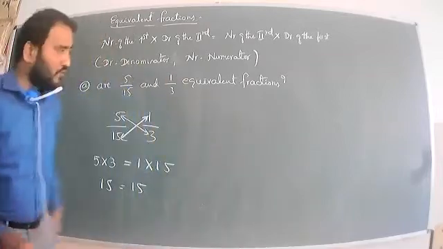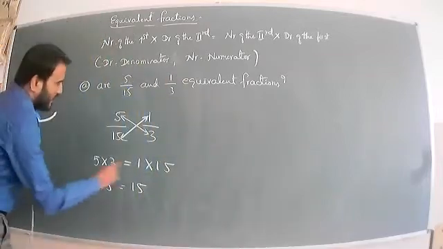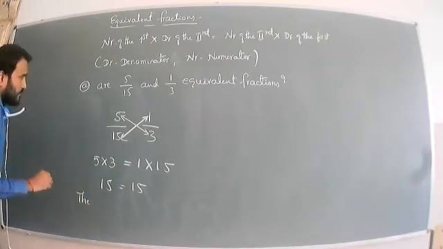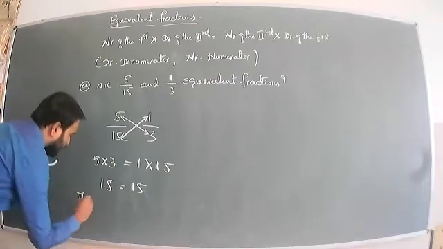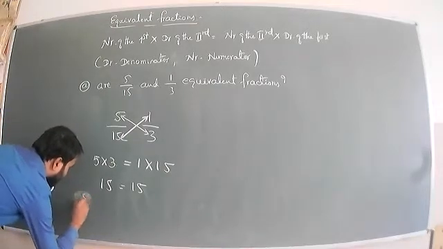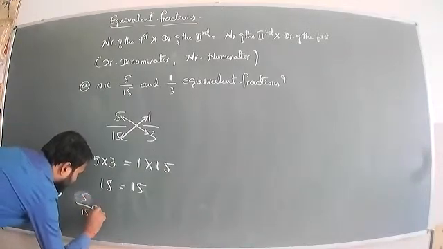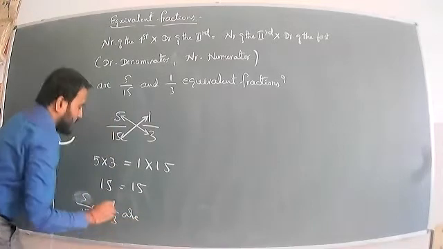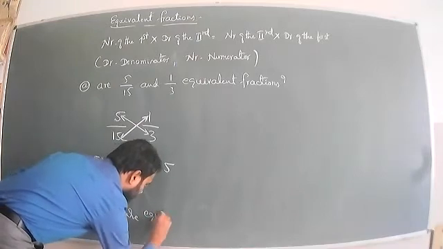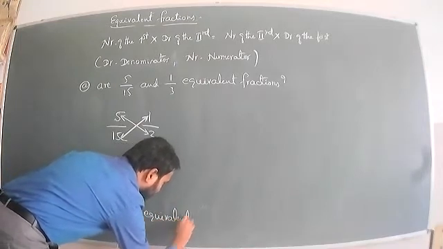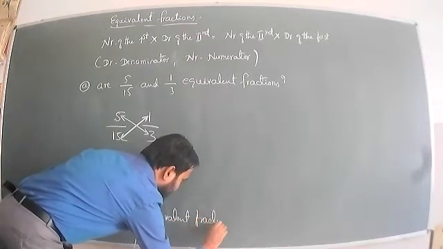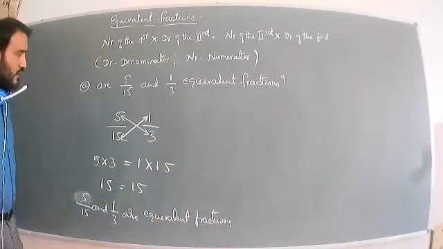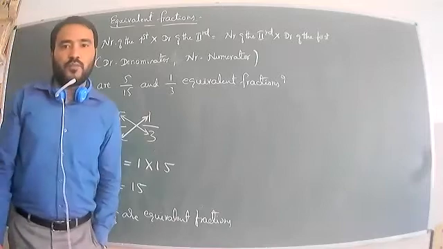We should write: the products are equal, so 5 by 15 and 1 by 3 are equivalent fractions. This is called the answer. So I hope all of you understand.